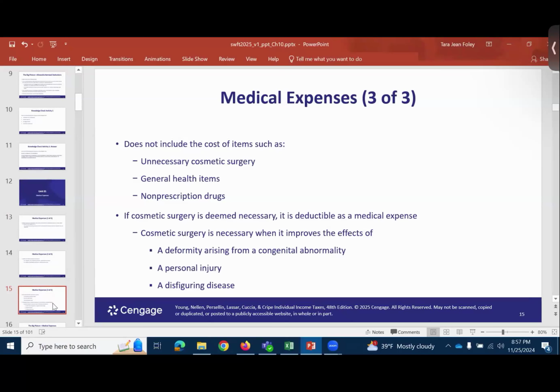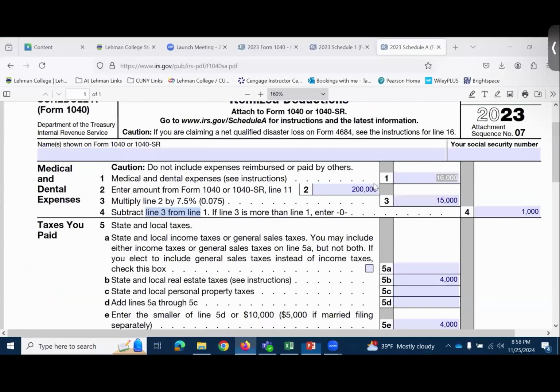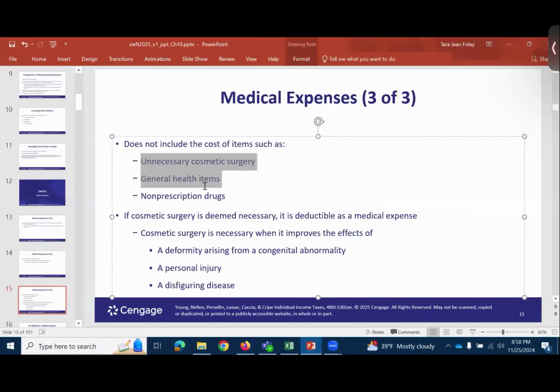General health items, like what do you call those things? Supplements, Band-Aids, anything that would just be general health items. Non-prescription drugs, those are not medical expenses that you can include on this line. On line 1, medical expenses, they cannot be included.